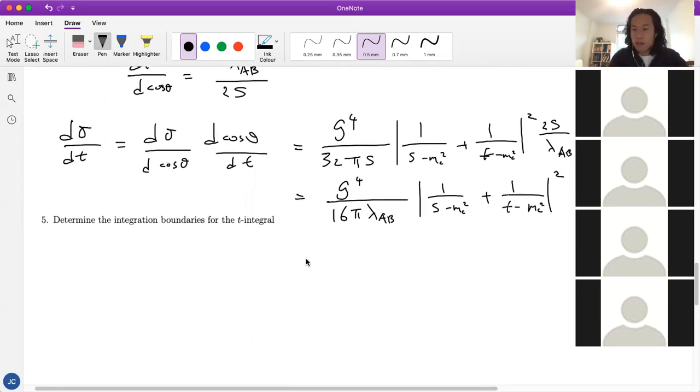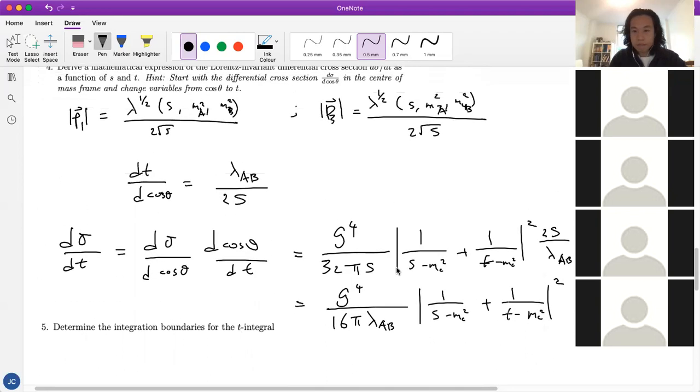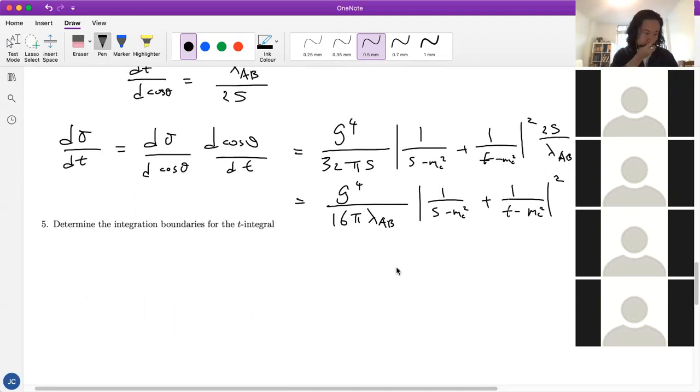Okay, all good so far? No one is lost. This is all just kinematics. Okay, if we're all good, then 2.5.